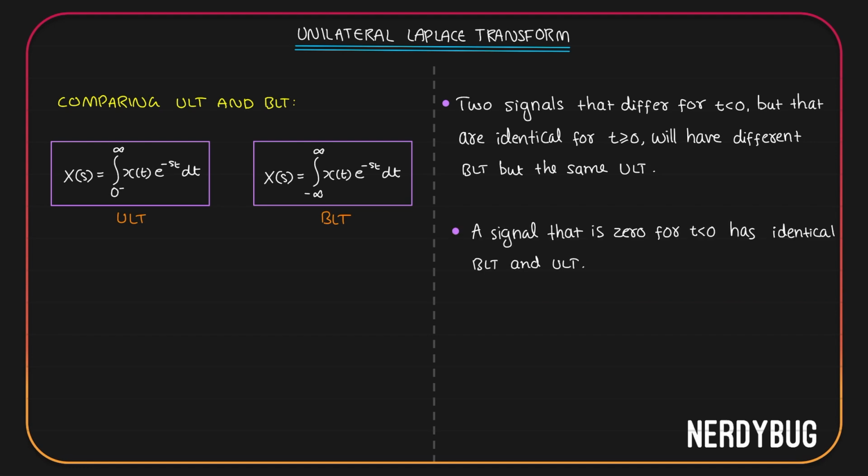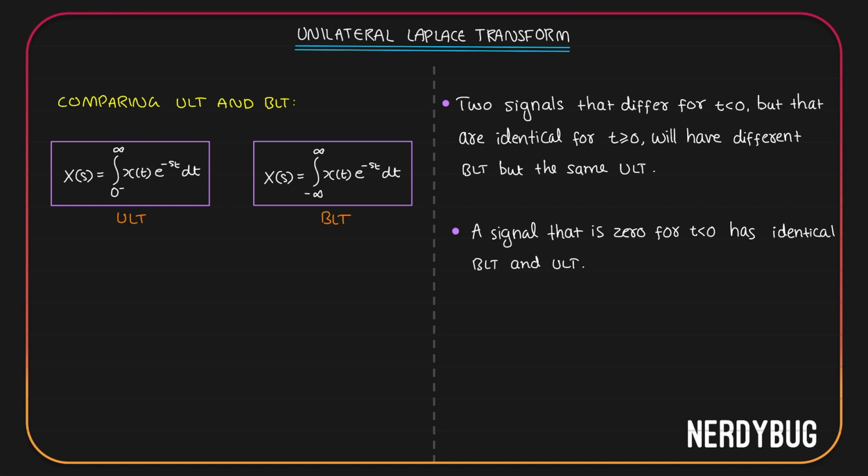But assume we have a signal that is 0 for t less than 0. Then it will have identical bilateral and unilateral Laplace transforms. Because while taking bilateral Laplace transform, you take integration from minus infinity to infinity, but the signal is 0 anyways for t less than 0. So technically you are taking integration from 0 to infinity itself.